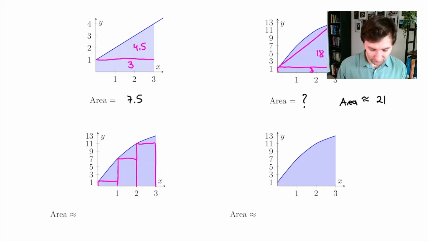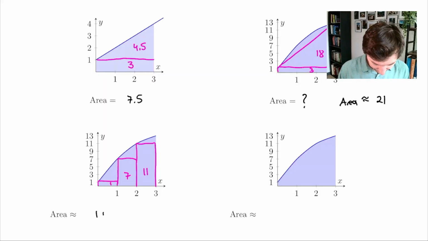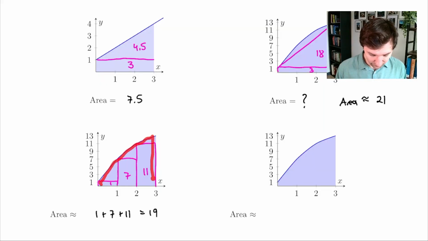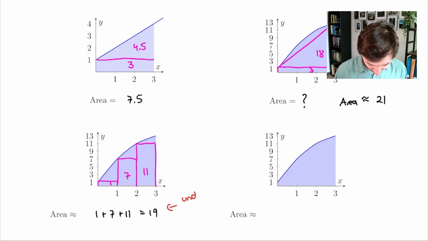The areas of these rectangles are 1, 7, and 11. When I add these numbers, I get 1 plus 7 plus 11, which gives me 19. 19 is an approximation for the area of the blue region. I know that this number is definitely an underestimate. And that is because there were pieces of the region that we did not account for.